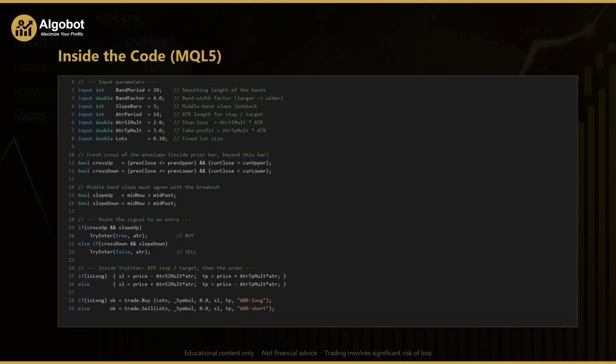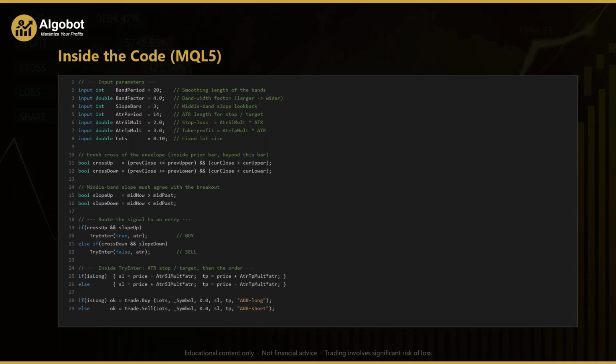Let's read the actual MetaTrader code the expert advisor runs. At the top are the input parameters you can adjust in the strategy tester. BandPeriod sets the smoothing length of the bands and defaults to 20. BandFactor controls how wide the envelope is, defaulting to 4. A larger value produces a wider envelope and fewer, stronger signals. Slope bars sets the lookback for the middle band trend filter. ATR period, the ATR stop multiple, and the ATR take profit multiple define the volatility stop and target, and lot sets the fixed position size.